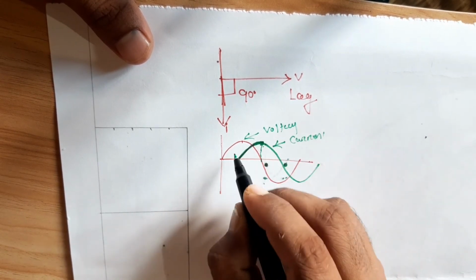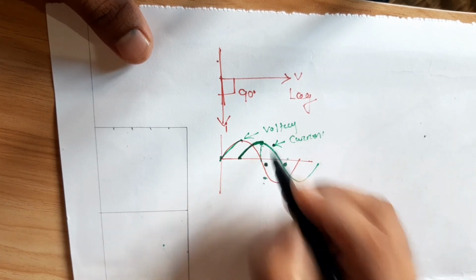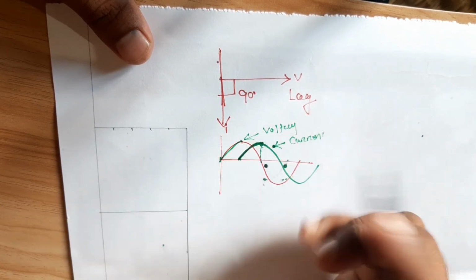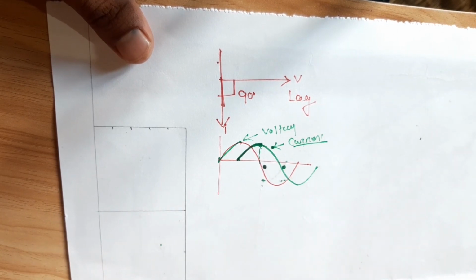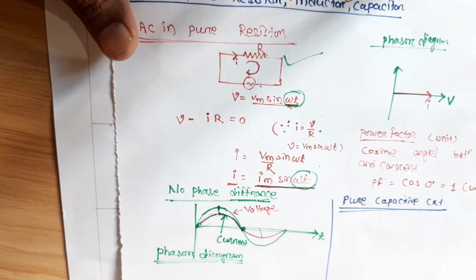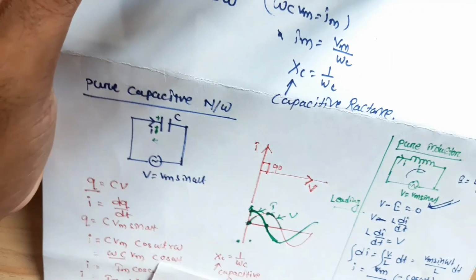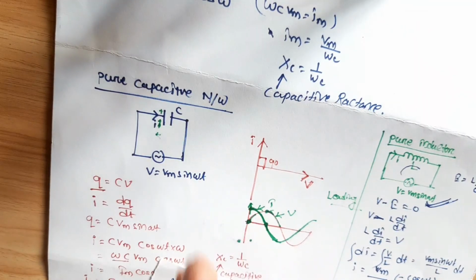In this case, the voltage appears first, then the current second, so the current lags the voltage. But in the case of a resistor, voltage and current are in phase, and in the case of a capacitor, the current starts first, then the voltage begins.